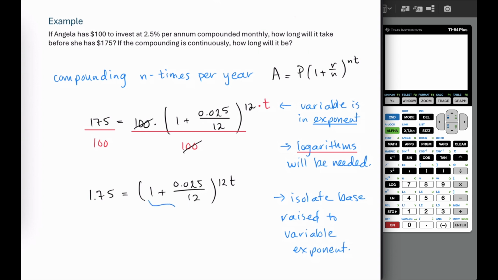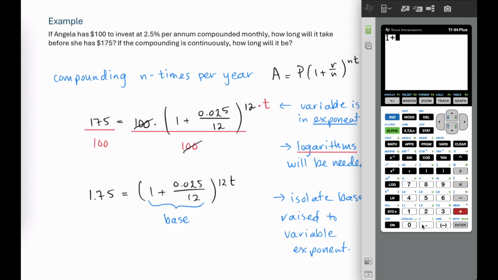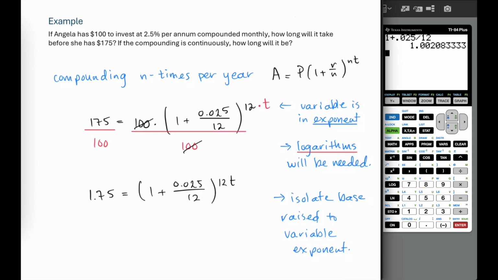Now, I'm interested in knowing what the value of this base is. So let's look at our calculator to see if it's a nice terminating decimal. So we'll say 1 plus 0.025 and divide that by 12. It's not a nice terminating decimal, but I still choose to write it down in order to make the calculations and the handwritten work easier. And when it comes to making our final calculations, we'll definitely use the entire decimal, but for our handwritten work, it's easier to just round it off for now.